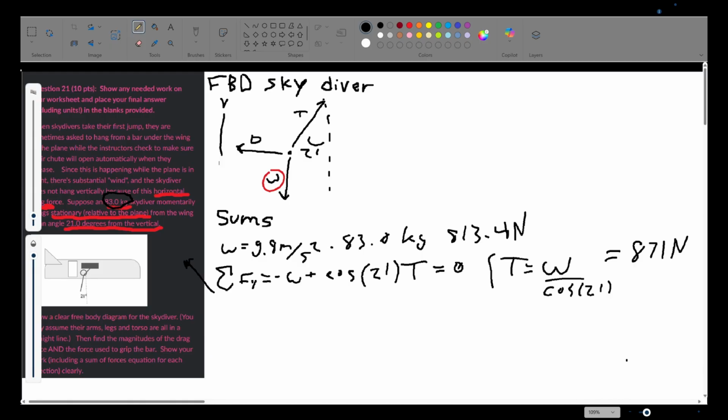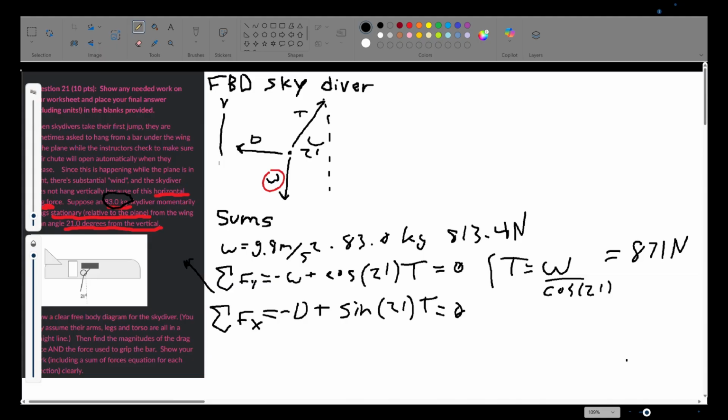So knowing that, we now have one of two forces that exists in the x direction, so we can find drag. So we have our sum of forces, F, in the x direction, which will be equal to negative drag, or negative D, plus the x component of T, or the sine of 21 times T, which will also equal 0.